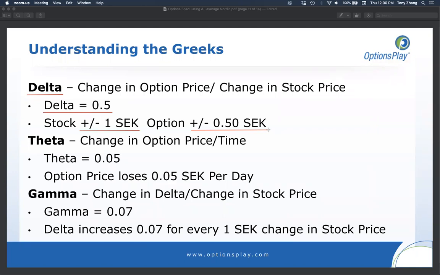So I just want to make sure everyone understands that. Delta shows you the change in the option price with respect to the change in the stock price. Vice versa, if you bought that call option and the stock went from 100 to 99, now your 4 crown option is only worth 3.5 crowns. Does that concept make sense to everyone? If that makes sense, please type 4 into the chat window.